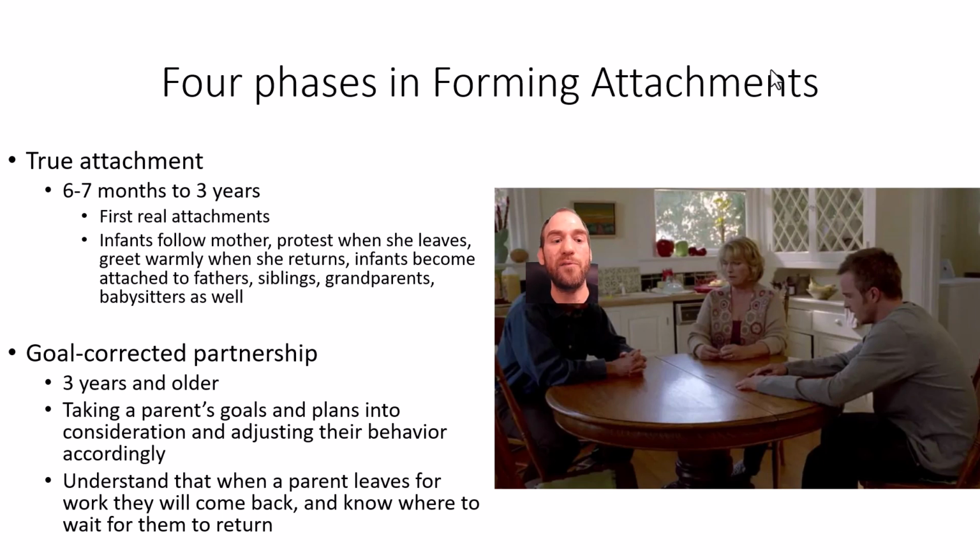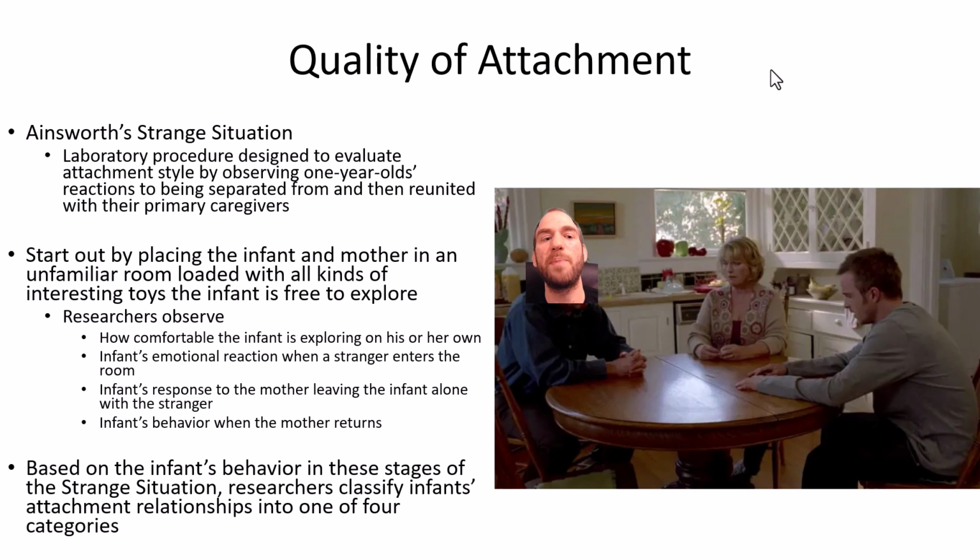And thus, you kind of have to adapt to that and adjust your behavior accordingly because you understand they have a life, they have a self. You don't fully understand what that means, but hey, they're going to come back and I will survive because now I have a greater understanding of myself and my caregivers. One way this is measured is through this classic study called the Ainsworth Strange Situation Task, a laboratory procedure designed to evaluate attachment styles by observing 1-year-olds' reactions to being separated from and then reuniting with their primary caregivers.